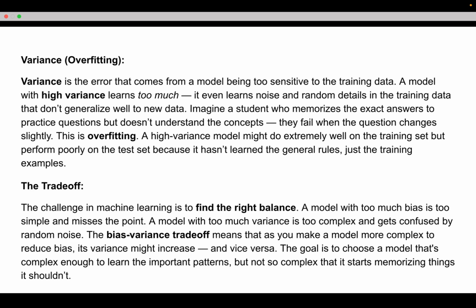The trade-off. The challenge in machine learning is to find the right balance. A model with too much bias is too simple and misses the point. A model with too much variance is just too complex and gets confused by random noise. The bias-variance trade-off means that if you make a model more complex to reduce bias, its variance might increase and vice versa. Now the goal is to choose a model that's complex enough to learn the important patterns, but not so complex that it starts memorizing things it shouldn't.